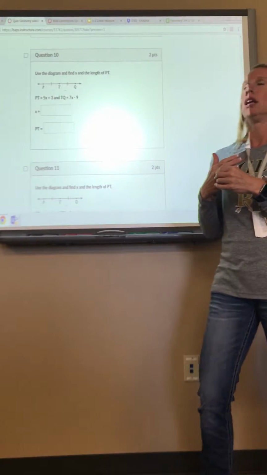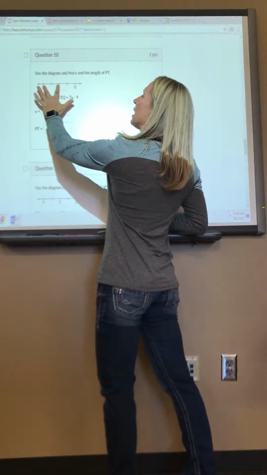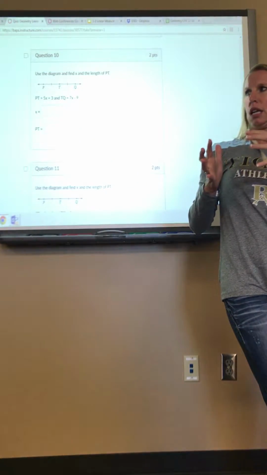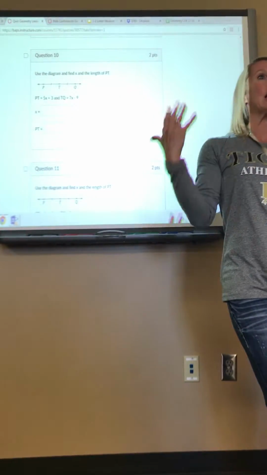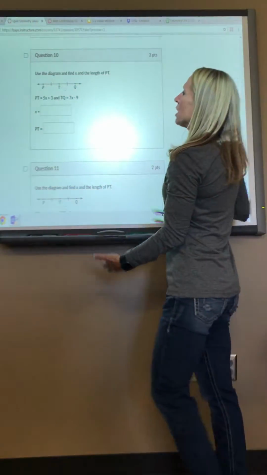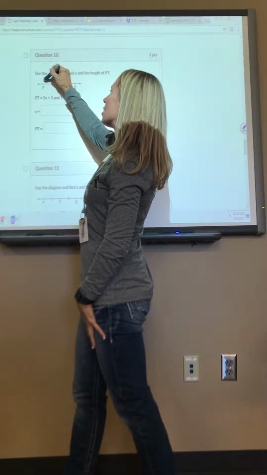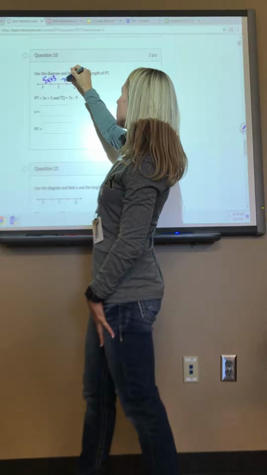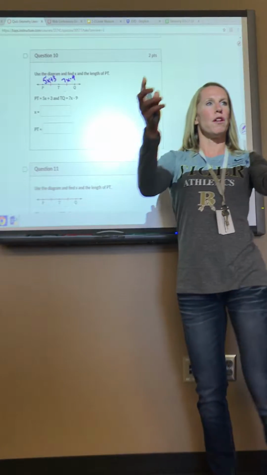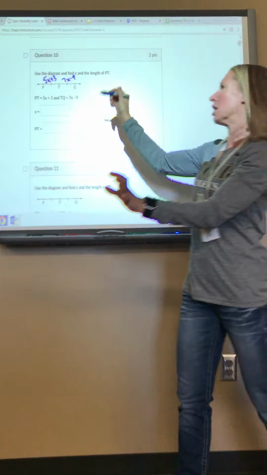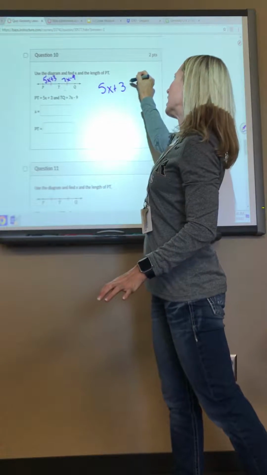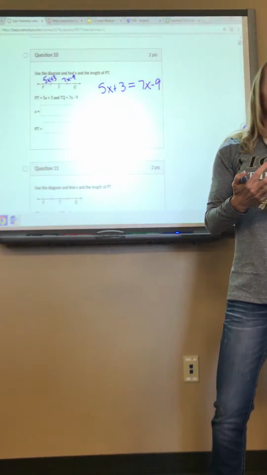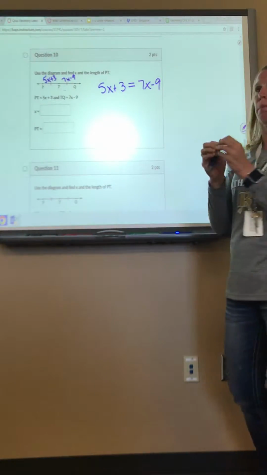Question 10. Do you see that PT has 1 slash and TQ has 1 slash? What's that mean? They're congruent. They equal each other. So down here it says PT is 5x plus 3 and TQ is 7x minus 9. Well, if those pieces equal each other, you're just going to put an equal sign in the middle and solve for x. So now do you remember how to solve if you have variables on both sides?